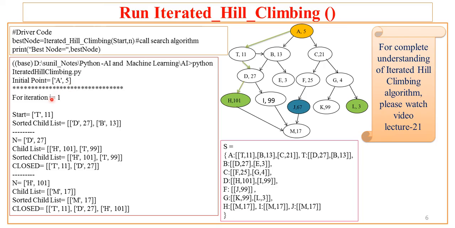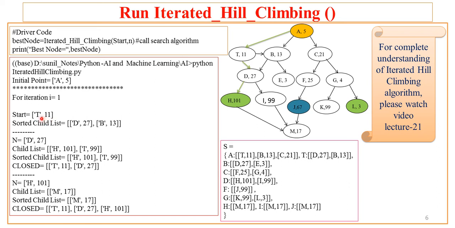Now here the algorithm starts. In the first iteration, the initial point is node A with heuristic value 5. After that we have a candidate set with three candidates T, B and C, and our algorithm will randomly take any of these three candidate solutions and try to trace the path till it arrives at the node with the maximum value. Here, in the first iteration, it randomly picks the node T out of T, B and C.